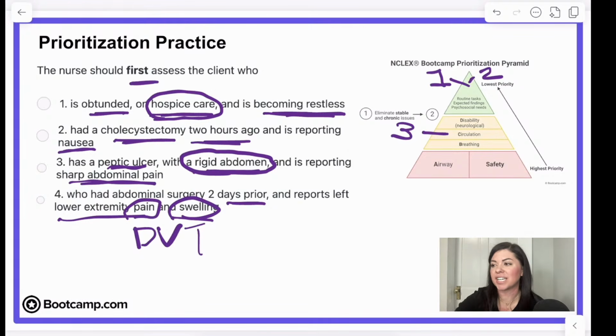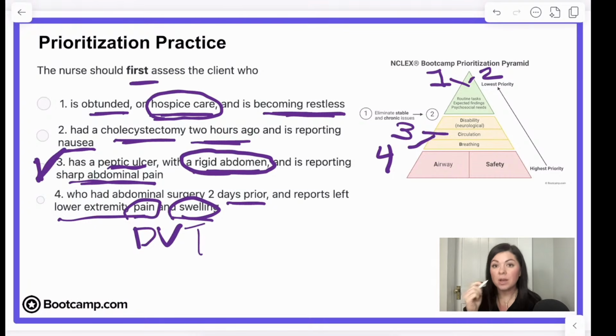Now, this is where it gets kind of tricky because that is also a circulatory issue. So you might say, well, they're both circulatory issues, so which one is the higher priority? Well, we once again have to look at the context. So with the DVT, it is still just localized to that lower extremity, okay? We are not seeing any indication that it is a systemic problem at all. Whereas with option 3, with peritonitis, they are at risk for shock. So they're at risk for systemic circulatory issues, which is going to be a lot more life-threatening quicker.